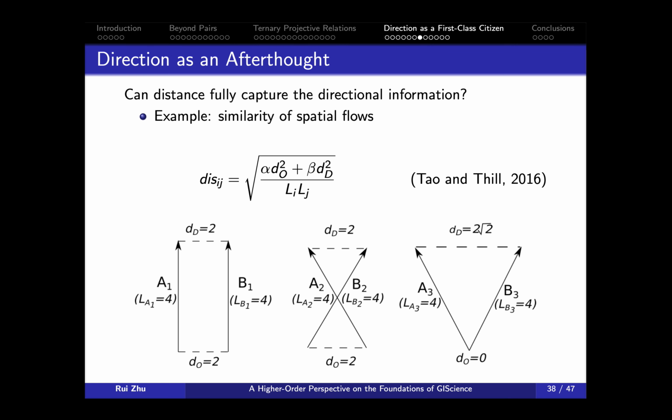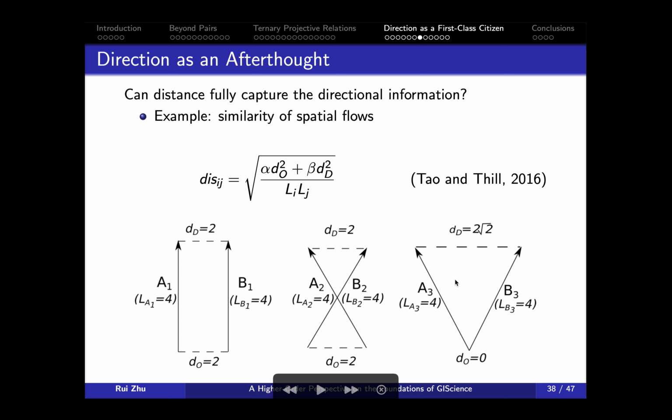But is it really the case? Let's take one of the very recent works on similarity measures of flows as an example here. In this paper, the authors proposed to use the distance between origins and destinations as well as the length of the flows to compute the two flows' similarity. They explicitly mentioned in their paper that these four distances implicitly capture the directional information of the flows. However, we found that this measure can hardly tell the difference between the three pairs of flows shown here.